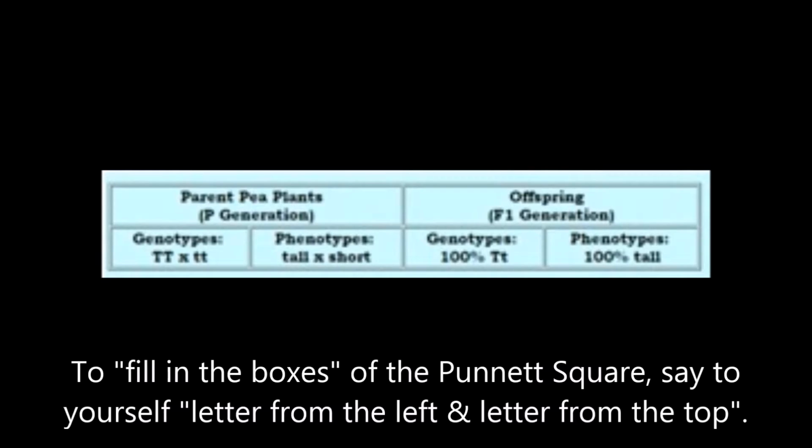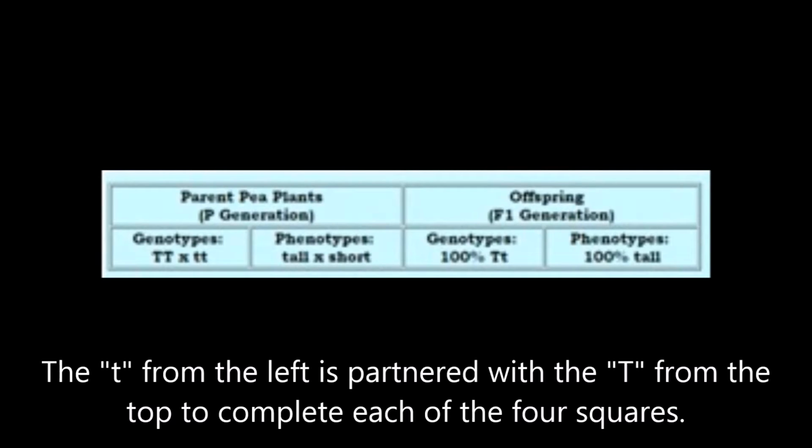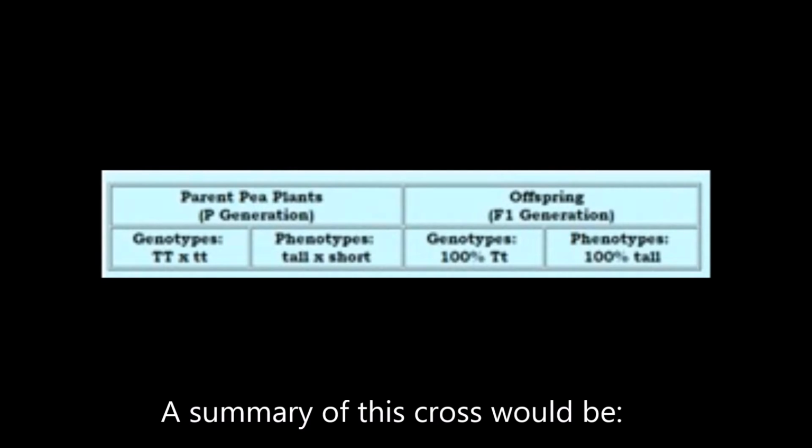To fill in the boxes of the Punnett square, say to yourself, letter from the left and letter from the top. The lowercase t from the left is partnered with the capital letter T from the top to complete each of the 4 squares. A summary of this cross will be.